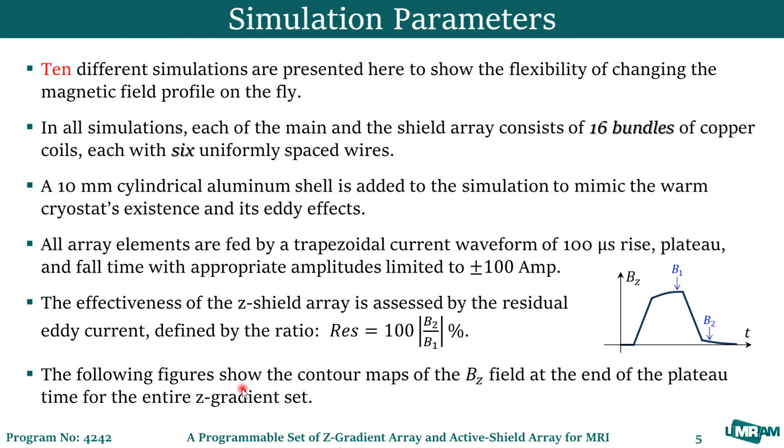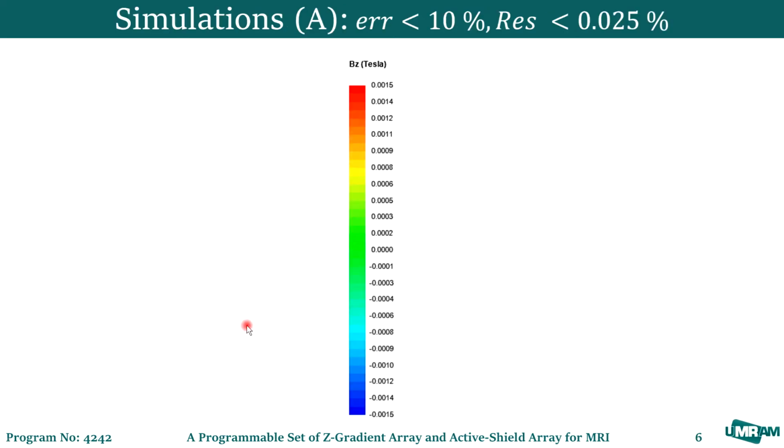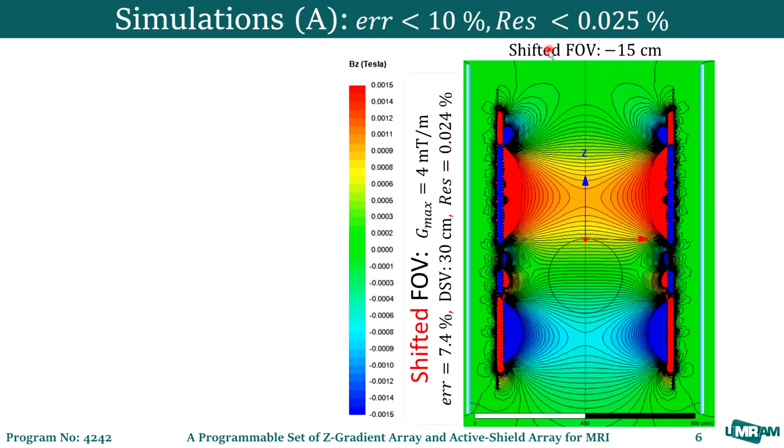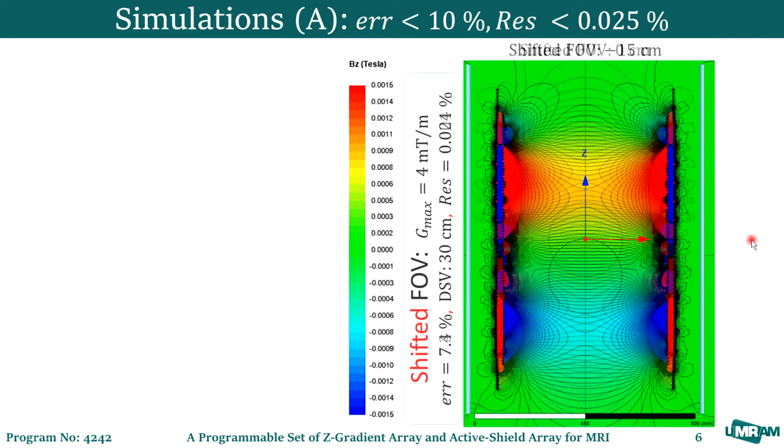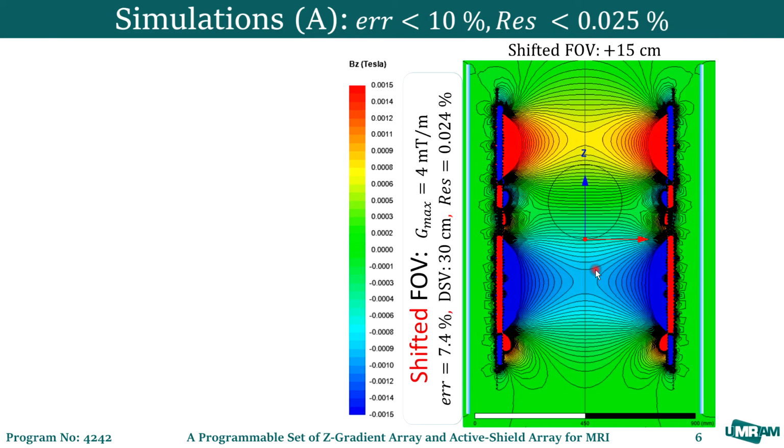In the following pictures, the contour maps of the Bz field at the end of the plateau time are shown for the entire Z-gradient set. In all of these simulations, the linearity error is less than 10% and the residual error is less than 0.025%. As you can see here, this is the cross-section of our coil. This is the main coil, this is the shield coil, and this is the cryostat. Here we can shift the FOV along the Z-axis, as you can see here, with these parameters.